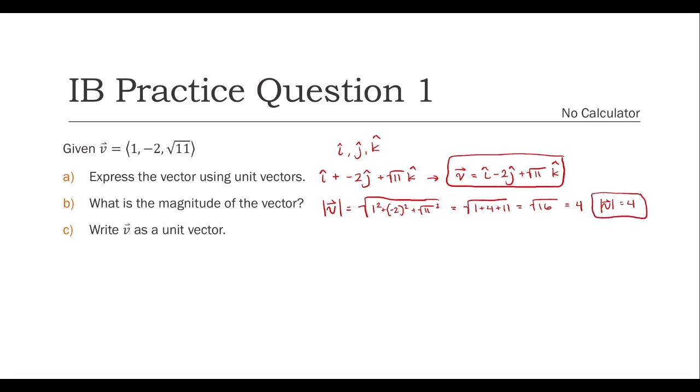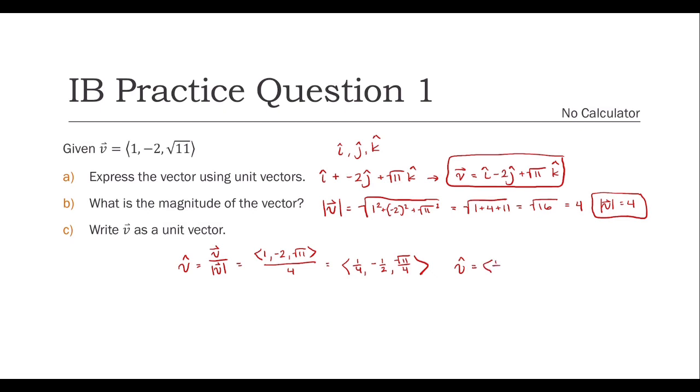Finally, it says write V as a unit vector. So V with the hat, our unit vector, equals the vector divided by the magnitude of the vector. So that equals 1, negative 2, square root of 11, divided by 4. So you'll divide each component separately to get 1/4, negative 2 over 4, which is negative 1/2, and then square root of 11 over 4. So this is your unit vector for V.